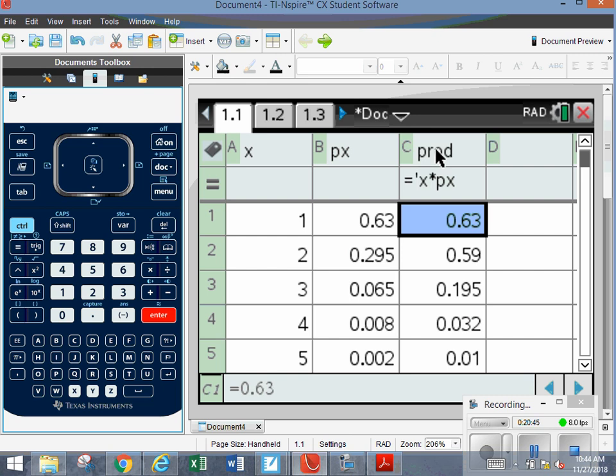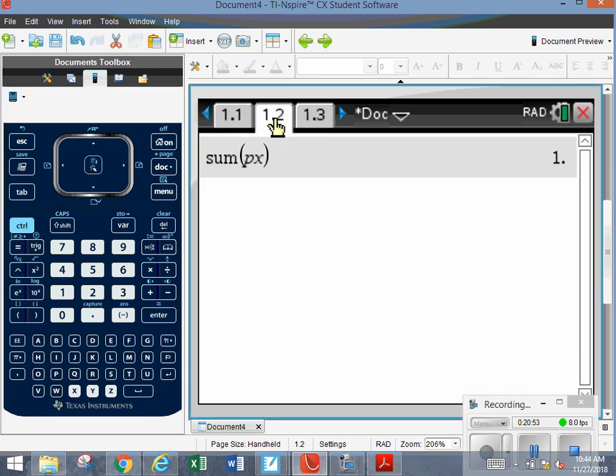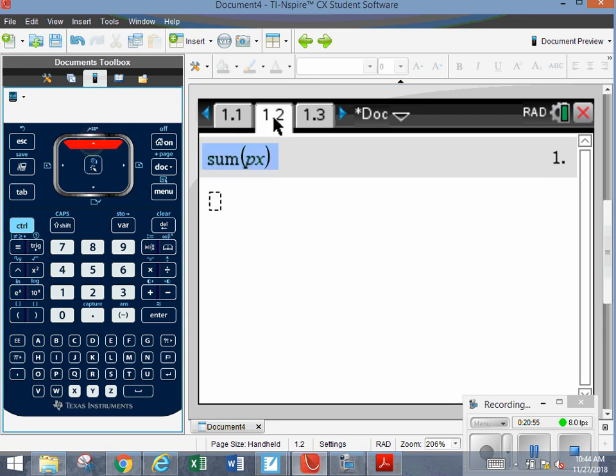Now we can go to our calculator. Now that we have those, right? So this is every x times probability of x. And then now I can go to my calculator, and instead of putting sum of px, I'm going to do sum of where I named it, which is prod, P-R-O-D, and there's our expected value. So 1.457.